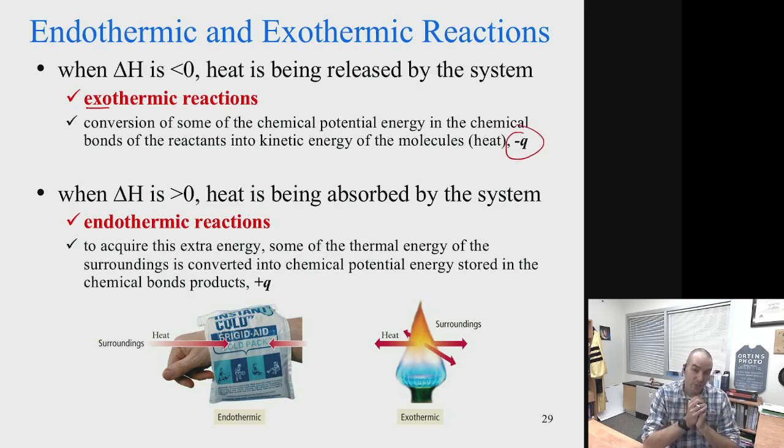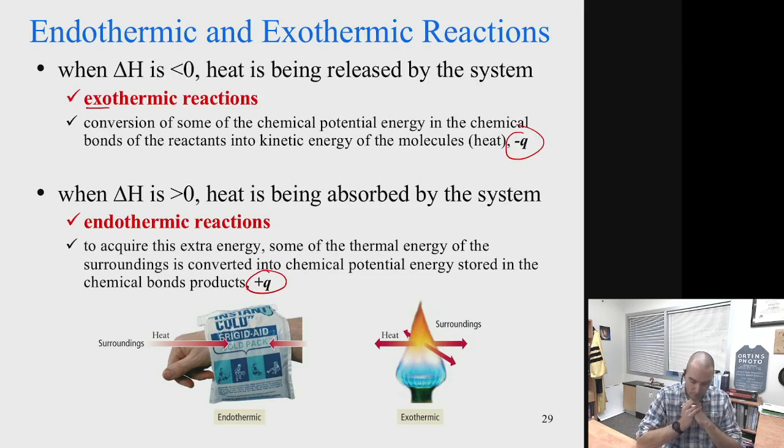When delta H is greater than 0, it's positive. Heat is being absorbed by the system. These are endothermic reactions. They acquire extra energy. Some of the thermal energy from the surroundings is converted into chemical potential energy and stored in the chemical bonds of the products, plus Q.